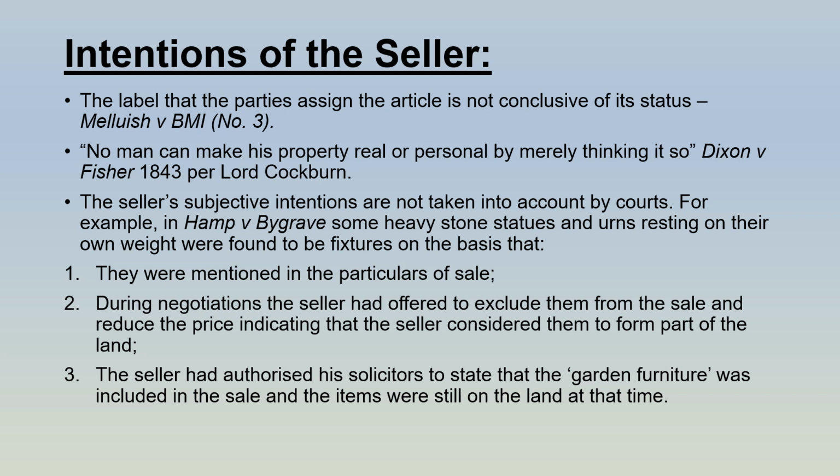For example, in Hamp v Bygrave, some heavy statues and urns secured only by their own weight were found to be fixtures on the basis that they were mentioned in the particulars of sale. During negotiations, the seller had offered to exclude them from the sale and reduce the price, indicating that the seller had considered them to be part of the land. The seller had also authorized his solicitor to state that the garden furniture was included in the sale and the items were still on the land at that time.